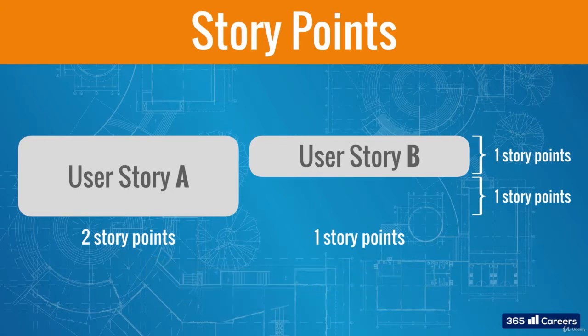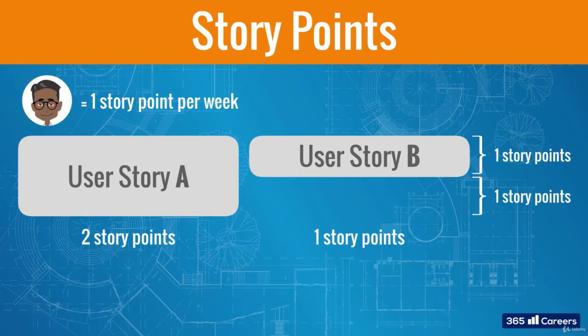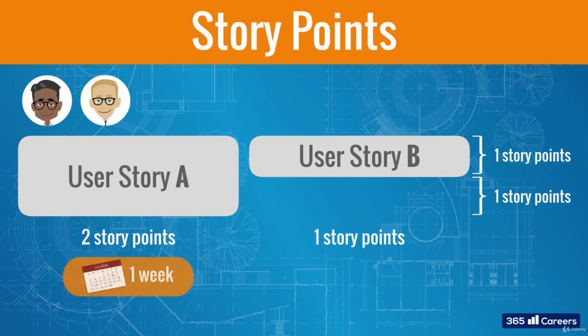If, for example, one IT engineer can deliver 1 story point per week, for user story A, which is to the left of the screen, it will take a total of 2 weeks, since it consists of 2 story points. However, if a second engineer, who is as productive as the first one, joins, they will be able to deliver user story A in only 1 week. Very good. So now that we're familiar with how effort is measured, we can continue.